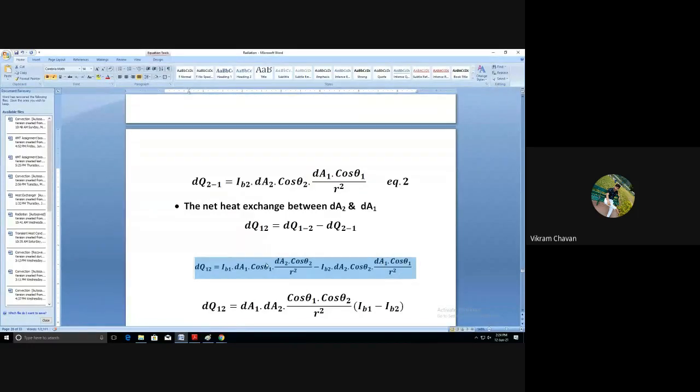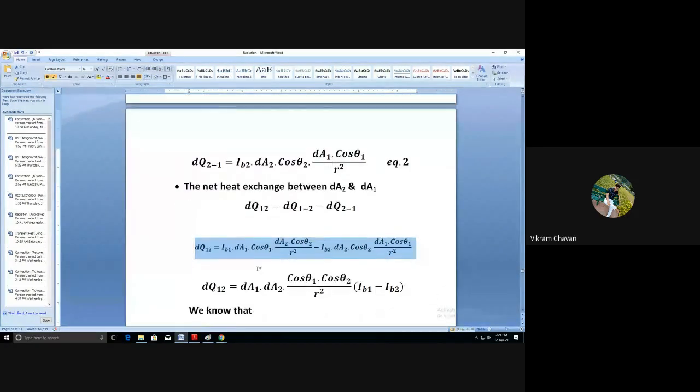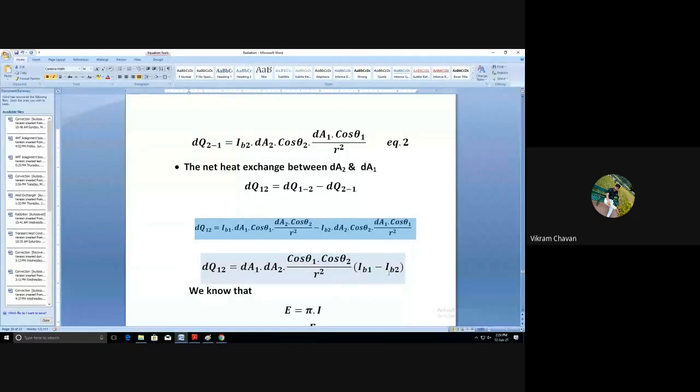Now in both the terms, only Ib1 and Ib2 are different, and dA1 cos theta 1 dA2 cos theta 2 divided by r square is common in both the terms. So we can take this quantity outside the bracket as a common term, and inside the bracket the remaining part is only Ib1 minus Ib2. So dq12 will be equal to dA1 multiplied by dA2 multiplied by cos theta 1 multiplied by cos theta 2 divided by r square, times the bracket Ib1 minus Ib2.